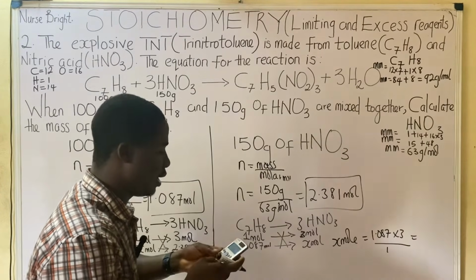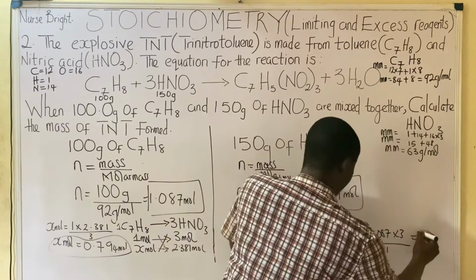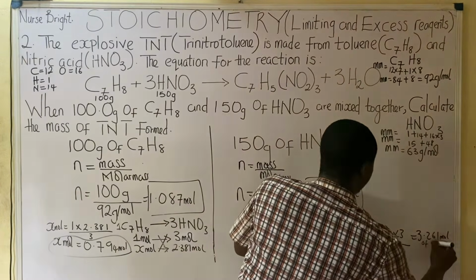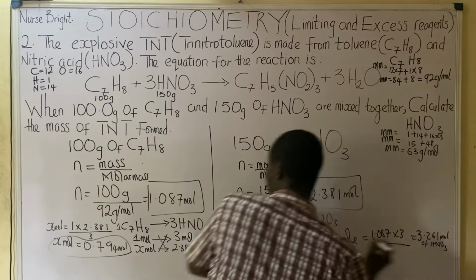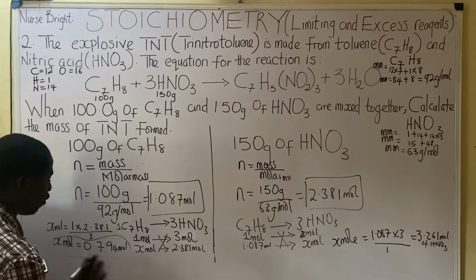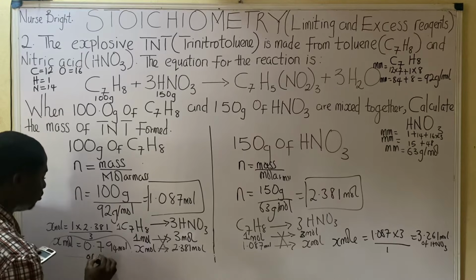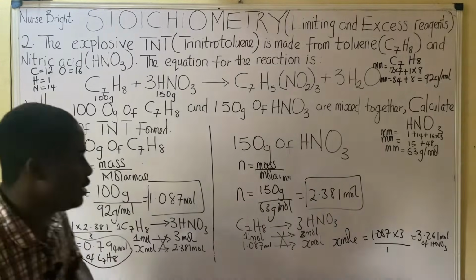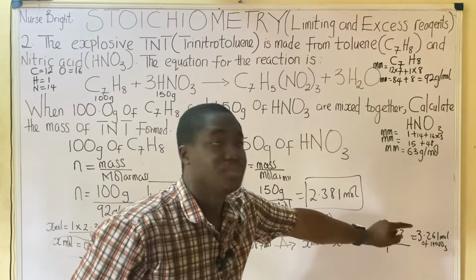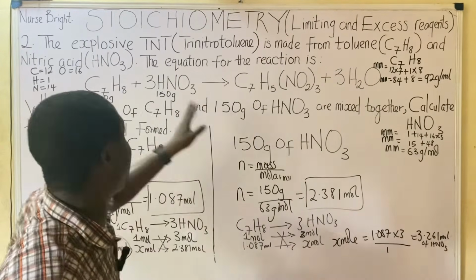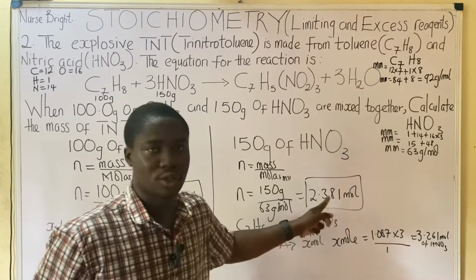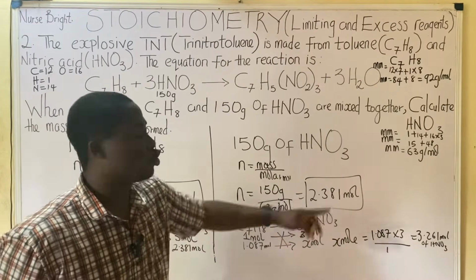1.087 times 3 over 1 is the same thing. Okay, we are having 3.261 moles of HNO3. Let me be specific, of C7H8, which is toluene. Now the point here is this. You can say I solved. The value I got for HNO3 needed to power this reaction into completion is greater than the initial they gave to us. It's 3 point something, and they gave us 2.8.